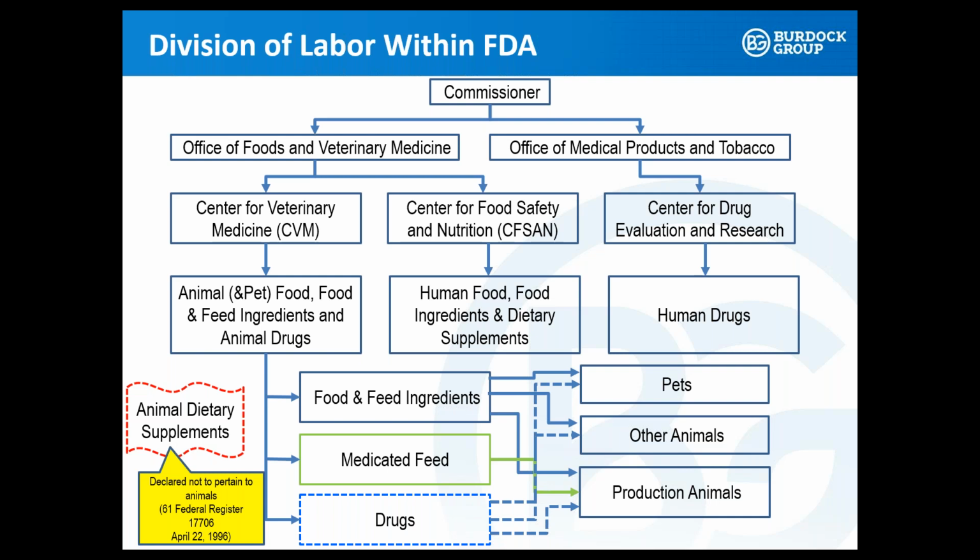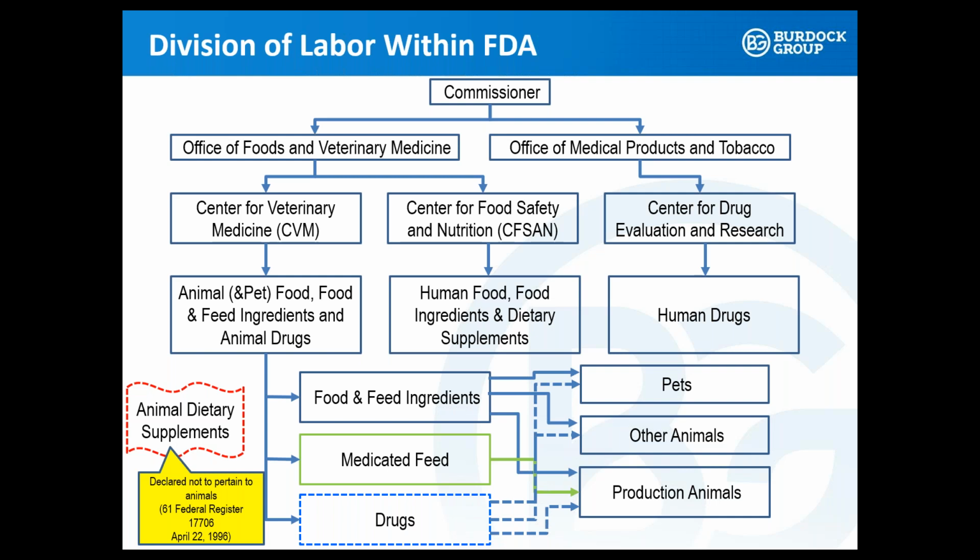Now on the left side, it branches out a bit. On one hand, you have the Center for Food Safety and Nutrition, which is the human food regulatory department within FDA. Under that blanket is human food, food ingredients, and dietary supplements. And on the left side of that, the Center for Veterinary Medicine, CVM. This is the department that's responsible for animal feed, pet food, food and feed ingredients, and animal drugs. Now, what makes this different from the human side is that, as you can see, human drugs is in a completely different branch of FDA.